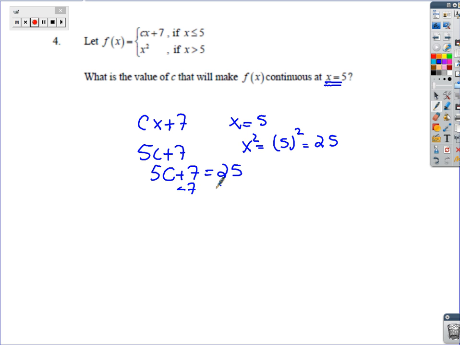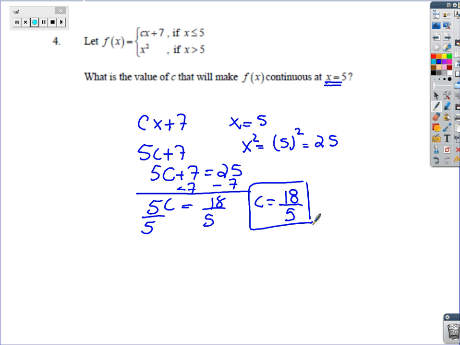So subtract 7 from both sides. You're going to end up with 5c is equal to 18. Divide by 5. C comes out equal to 18 over 5. So the value of c, where it makes this continuous, is 18 over 5.